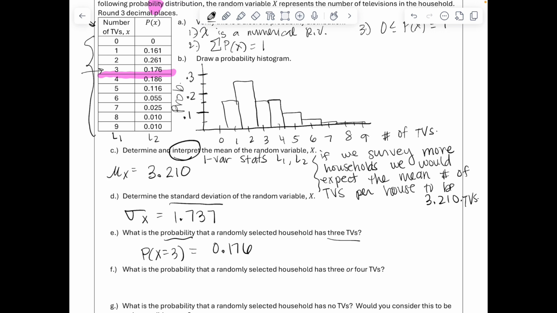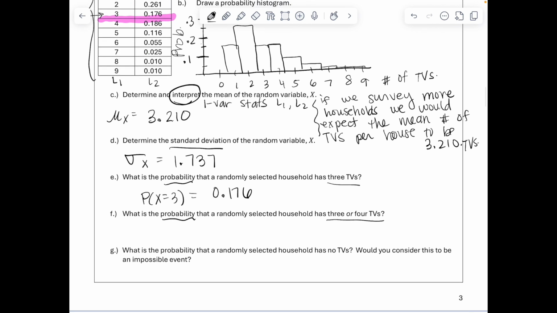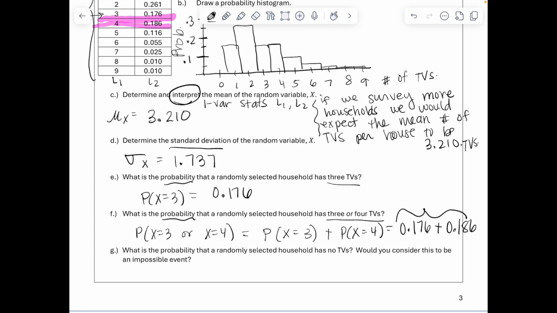Part F says, what is the probability that a household has 3 or 4 TVs? So the probability that x is equal to 3 or x is equal to 4, you would find by adding each of these up. So the probability when x is equal to 3 plus the probability when x is equal to 4. Looking at your table up here, the probability when x is equal to 3 is 0.176, plus, when x is equal to 4, we get 0.186. Adding these two values together, we get a total of 0.362, which is our answer to part F.